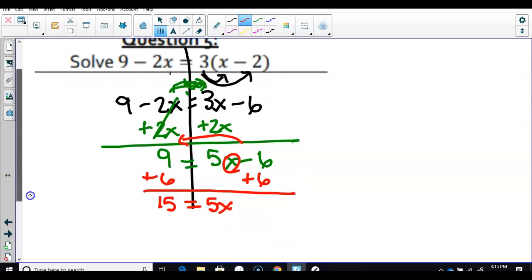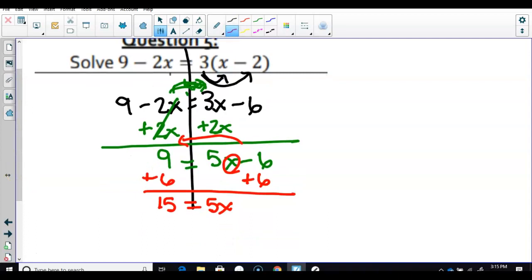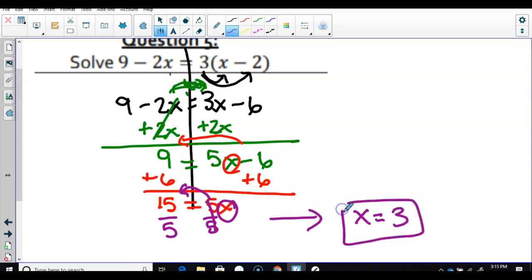Okay. And now I need to get rid of that 5, right? So opposite operation, because I'm going to bring it over here. I'm going to divide by 5. And 15 divided by 5 is 3, so x equals 3. How do I know I did it right? You can always plug it in up here and make sure that you have an equivalent statement.